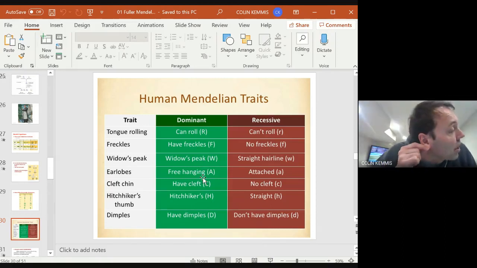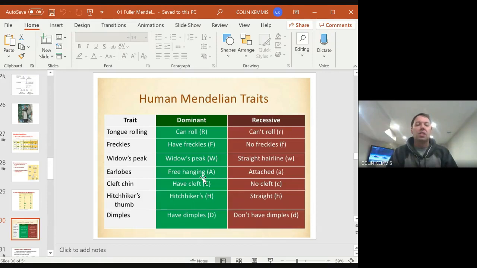Earlobes. You look at your ears. Does it hang free down here? I have the free hanging. Or does your earlobe attach right at the bottom and stick to your, it's a simple dominant recessive trait for humans. The cleft chin. That's dominant to no cleft chin. You have that butt chin there. Hitchhiker's thumb. Can you move your thumb back 90 degrees or not? That's going to be hitchhiker's thumb. I think I have that one maybe. And then dimples. Dimples is also dominant to no dimples. So you might see some of these in the word problems and practice problems.